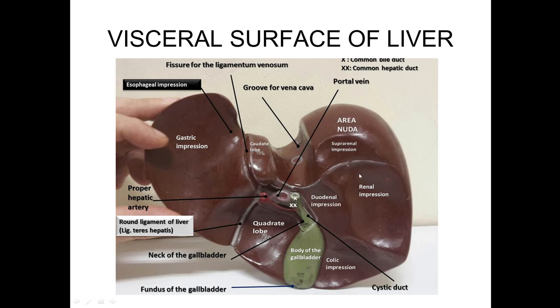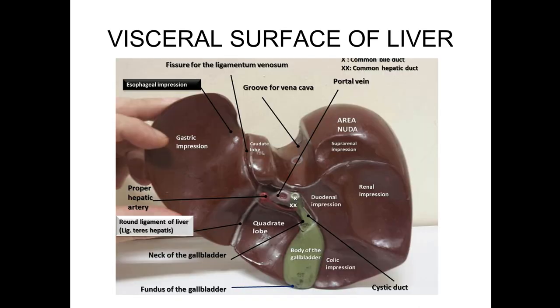On the right side is the renal impression, and above that is the suprarenal impression. So this surface is showing you the relations with the various viscera present on the posterior inferior surface of the liver. The rest you know: that is the groove for the inferior vena cava. This is the round ligament, or ligamentum teres, of the liver.